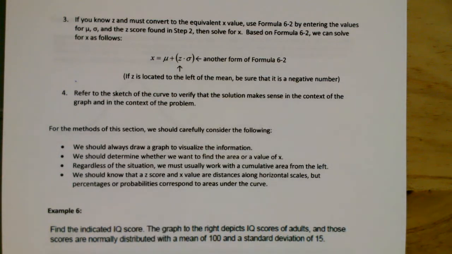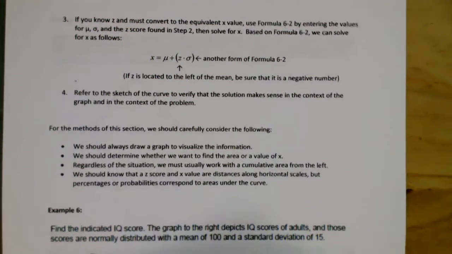Now, here's some things we need to consider. We should always draw a graph to visualize the information. It does help to draw a normal curve and then fill in the information. That way you can see what's going on. We should determine whether we want to find the area or a value of x. Regardless of the situation, we must usually work with a cumulative area from the left. And we should know that a z-score and x value are distances along horizontal scales, but percentages or probabilities correspond to areas under the curve.